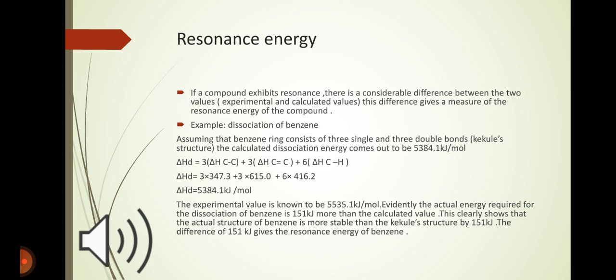How much difference did we get between the calculated and the experimental value? That is 151 kilojoule more than the calculated value. This clearly shows that the actual structure of benzene is more stable than the Kekulé structure by 151 kilojoule. The difference of 151 kilojoule gives the resonance energy of benzene. So in this way the bond energies help us to calculate the resonance energy also.